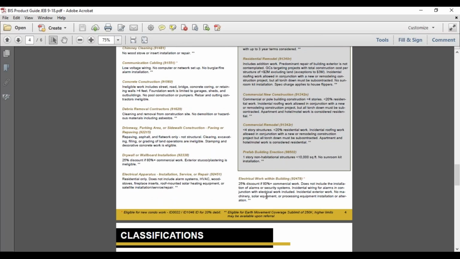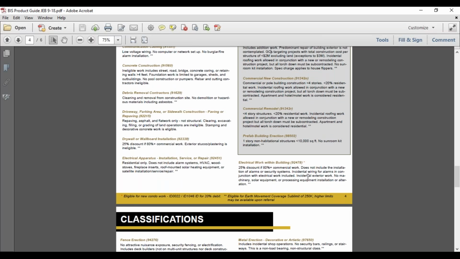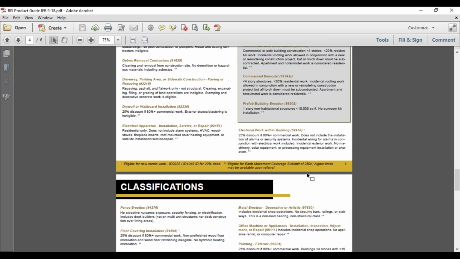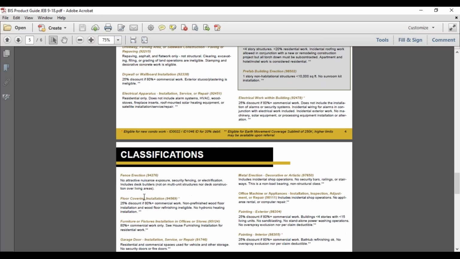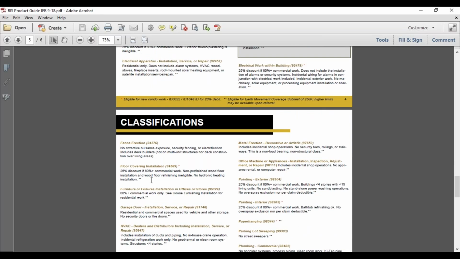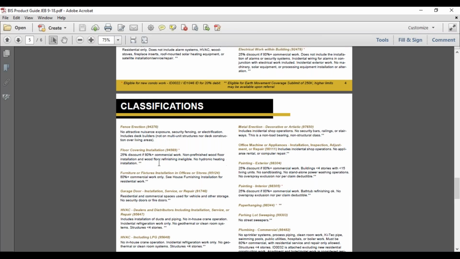Electrical work. This is by far one of our main classes. So that's available. Fence erection, floor covering installation. No non-pre-finished wood installation. So that's not eligible. And if they're doing wood floor refinishing, that's also ineligible. But other than that, that's okay. Oh, also no hydronic heating installation. So if they're doing the tiles with the water heaters underneath, that's not eligible.